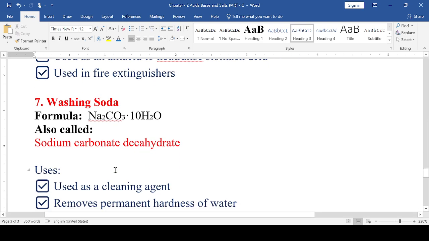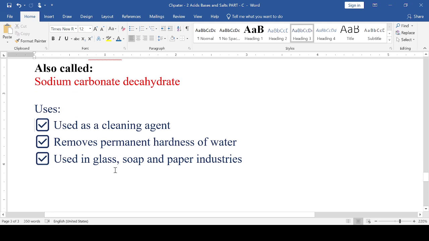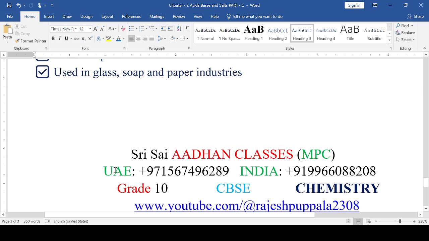Next comes washing soda. The formula is Na2CO3·10H2O, which is also called sodium carbonate decahydrate. What are the uses? It is used as a cleaning agent, it removes the permanent hardness of water, and it is used in the glass, soap and paper industries.